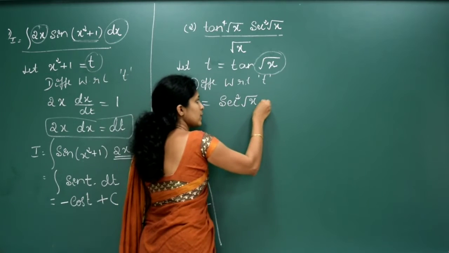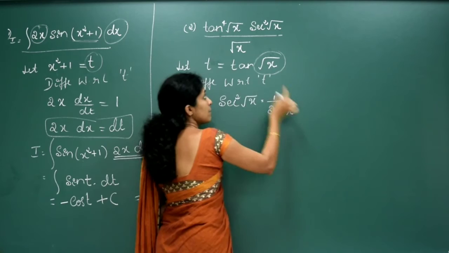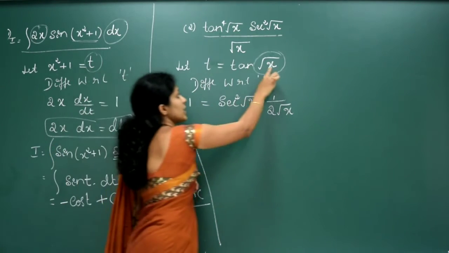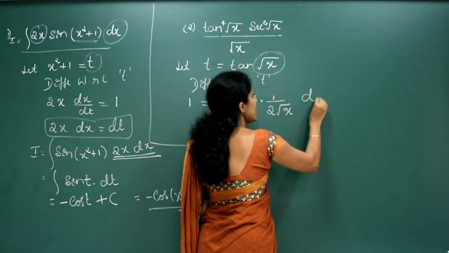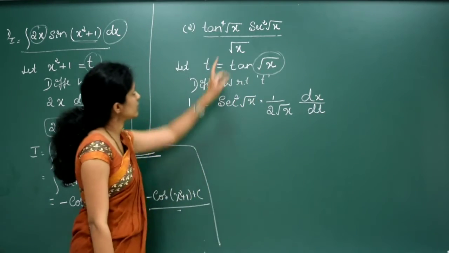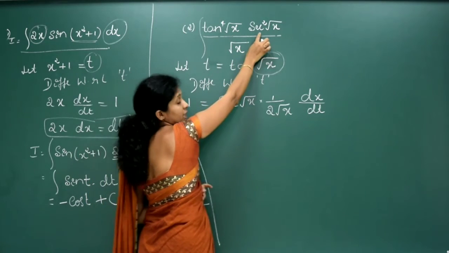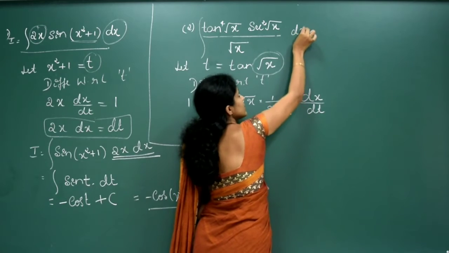Derivative of root x will be equal to 1 divided by 2 root x, but you are differentiating with respect to t. So derivative of x with respect to t will be dx by dt. Clear? So here this is the integration. Okay. This substitution we have given. So we need secant square root x divided by root x into dx.